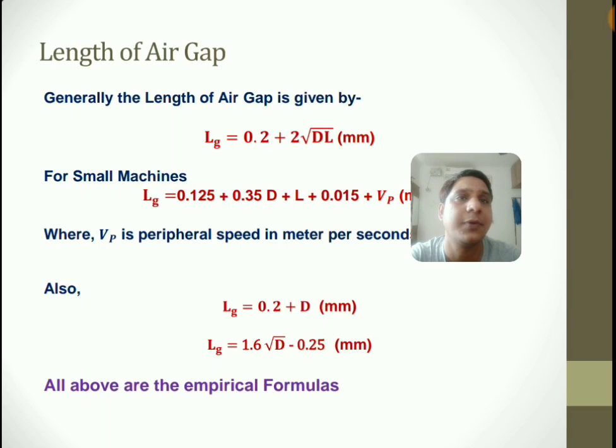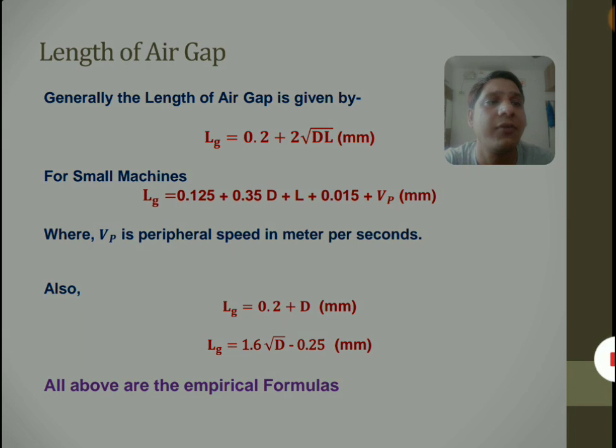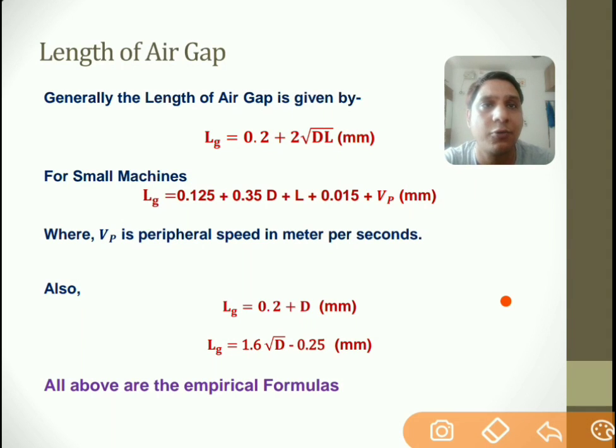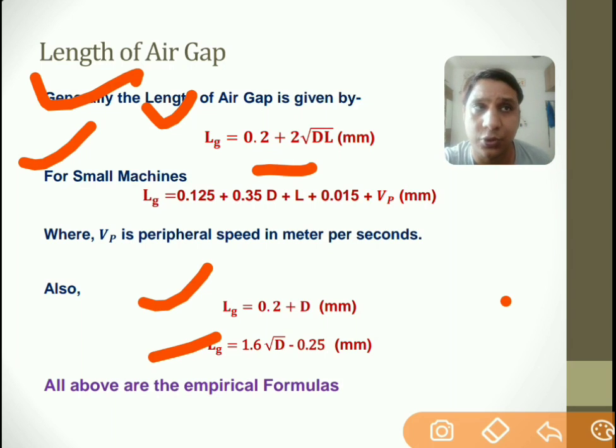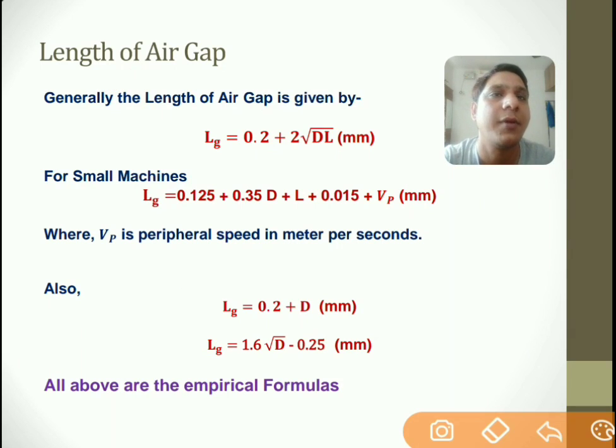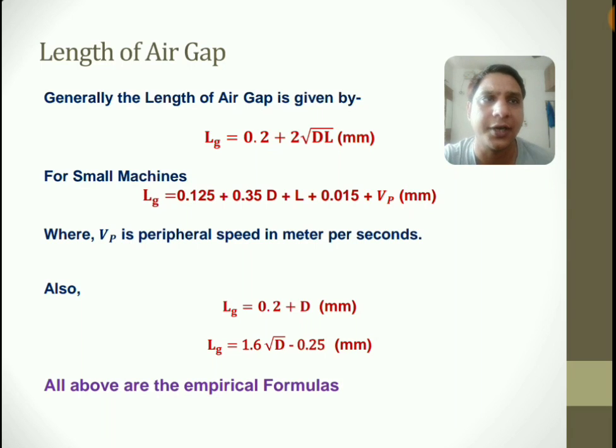Length of air gap. Then the next part. Generally, there is an empirical formula to calculate the length of air gap. And what is that formula? Generally the length of air gap LG is given by 0.2 plus 2 square root DL mm, where D and L are the main dimensions of the induction motor. That is known to all of us. Then some more formulas are given there. These formulas you are supposed to remember, as these are important empirical formulas to be used for induction motors. So these are the empirical formulas to be remembered for calculation of the length of air gap. We have seen the different factors that affect the length of air gap, and then how to calculate that. That part is also covered with the help of these formulas.